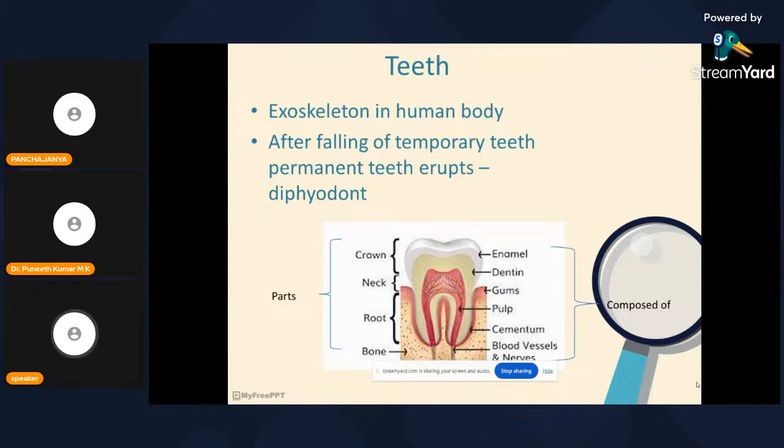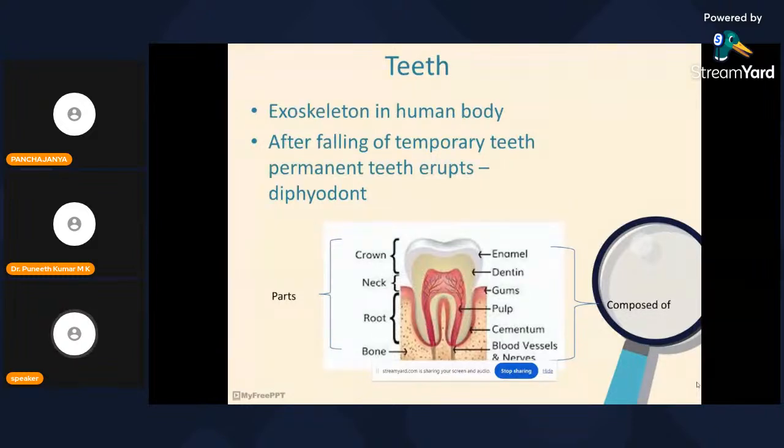In some other animals, there will be multiple times of falling of teeth and multiple times of origin of new teeth. That is called polyphyodont. When studying teeth, the anatomical structure is very important. A tooth has a crown, neck, and root. These three parts are composed of enamel, dentin, pulp, and cementum.